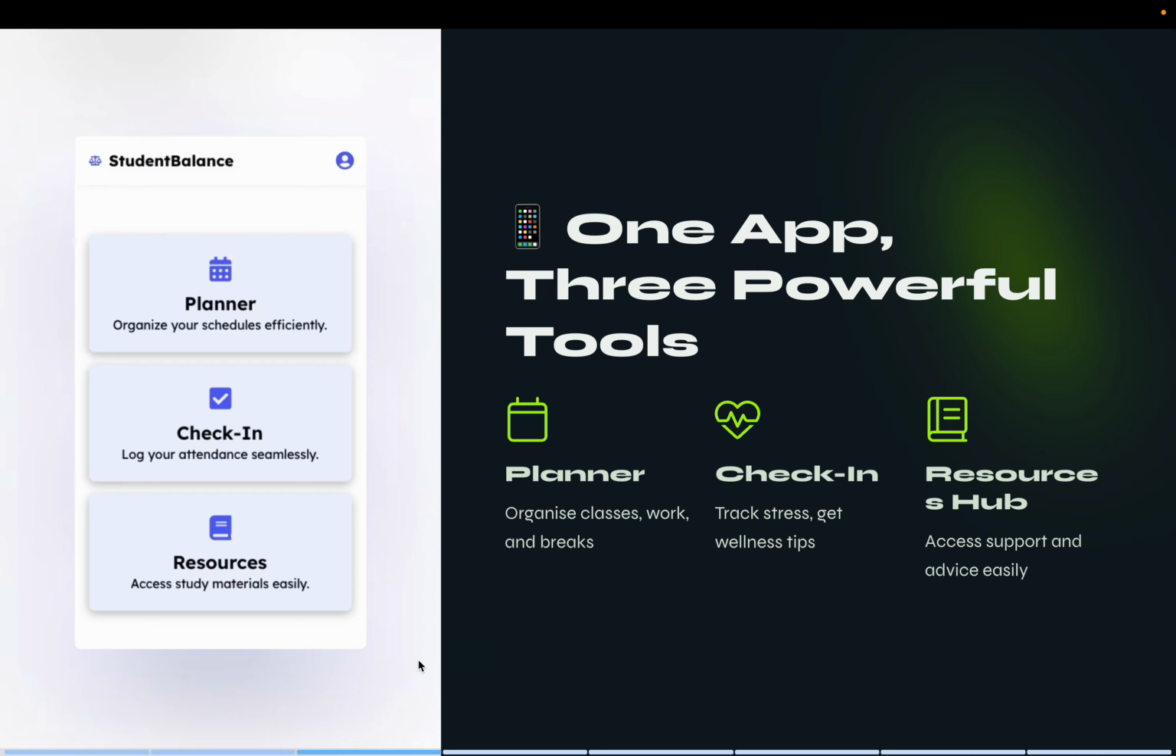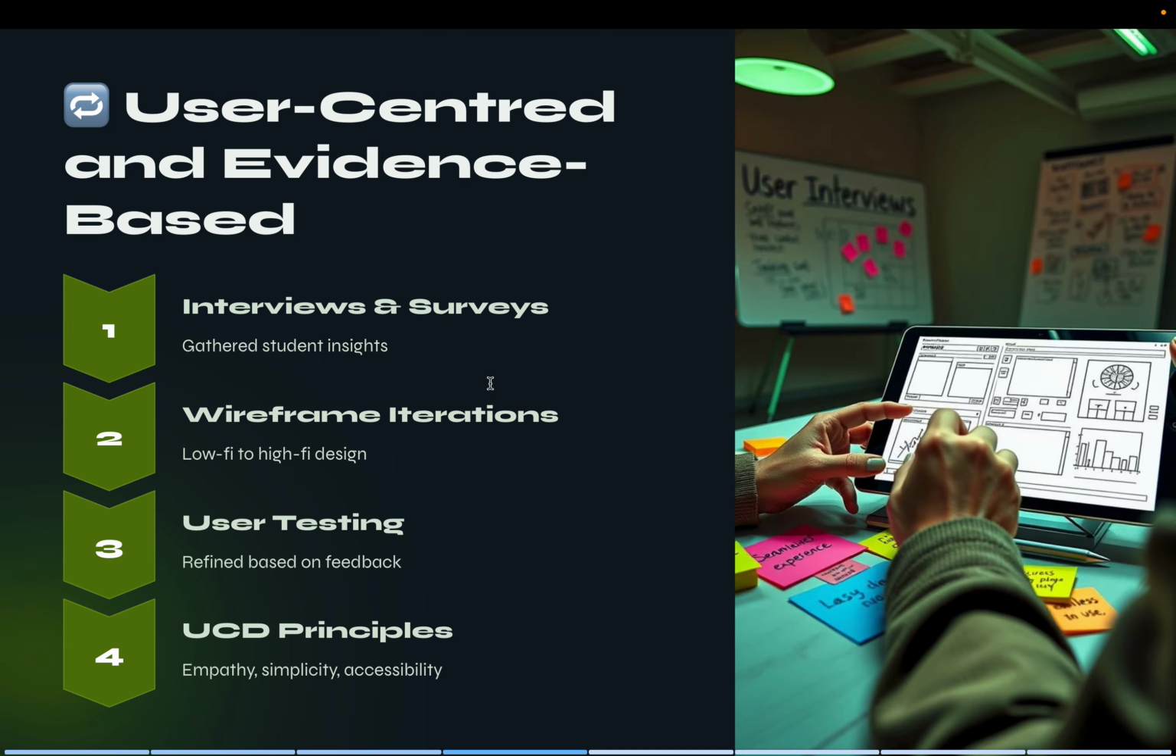The solution, that's why we built Student Balance, a mobile responsive web application with a single purpose: to help students gain control over their time and mental well-being, all in one place. The app is student simple and student friendly. It includes three core tools: the planner, the check-in, and the well-being resources. All of this is accessible from one clean dashboard with minimal tabs.